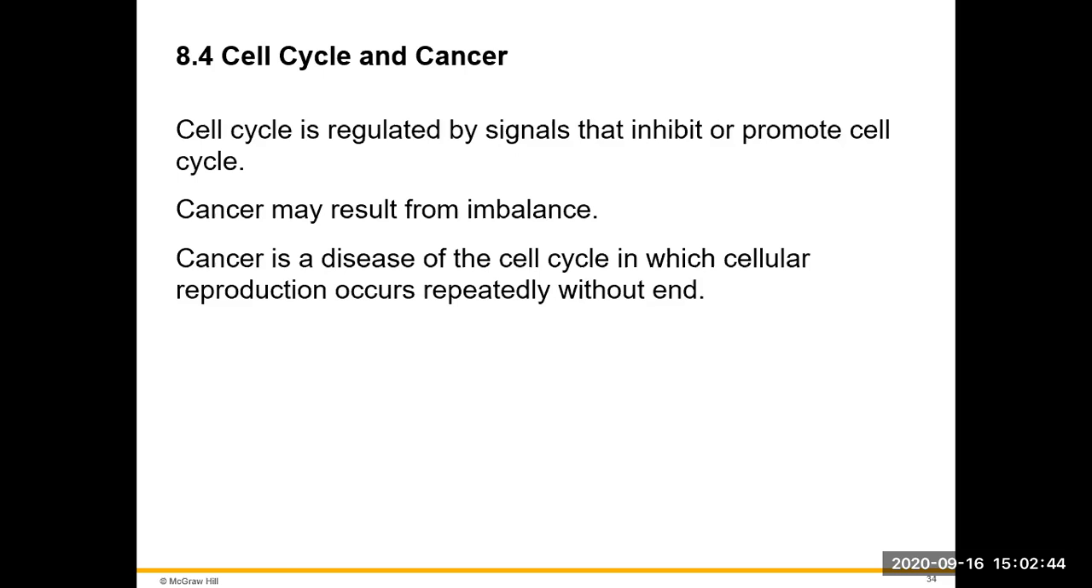Cancer may result from imbalance. In essence, cancer might occur because we don't have signals that inhibit the cell cycle, or we have signals that promote the cell cycle. The absence of certain signals might cause cancer, and in some cases, the presence of some signals might cause cancer. Cancer is a disease of the cell cycle in which cellular reproduction occurs repeatedly without end.